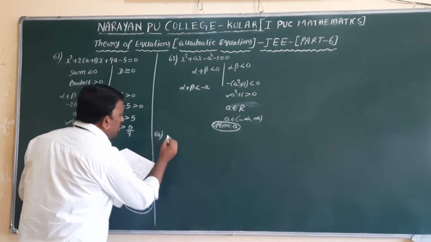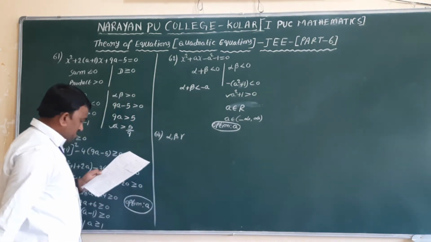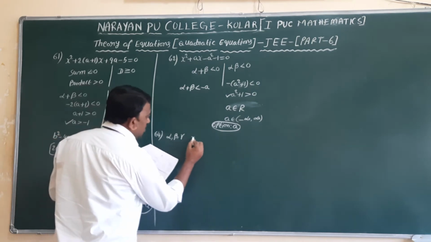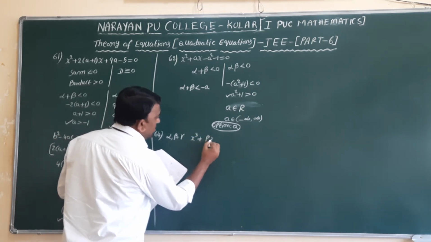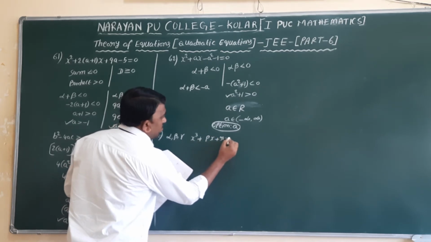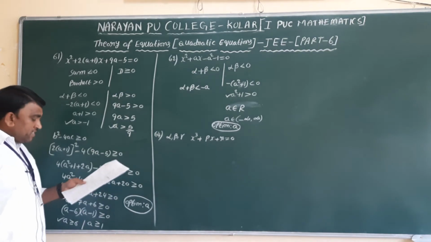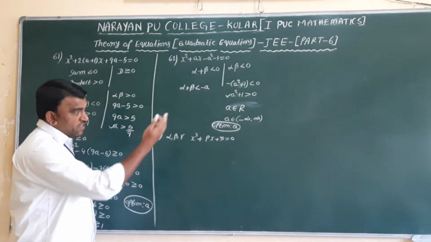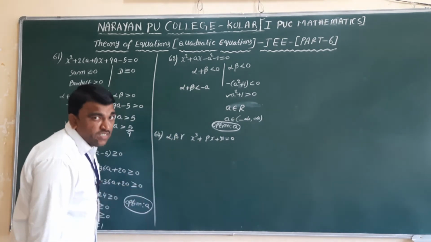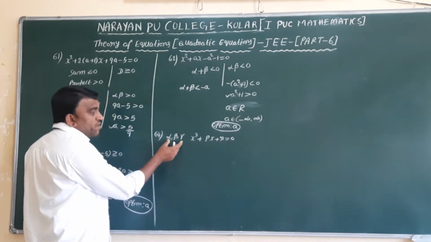If alpha, beta, gamma are the roots of the equation x cube plus px plus r equal to 0, then (1 plus alpha)/(1 minus alpha) plus (1 plus beta)/(1 minus beta) plus (1 plus gamma)/(1 minus gamma) equal to how much is asking. So this is the equation. For that, roots are alpha, beta, gamma.